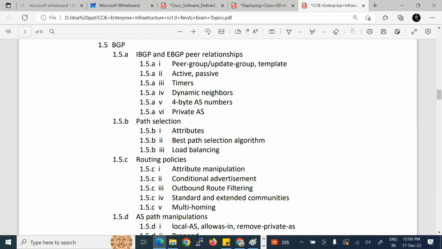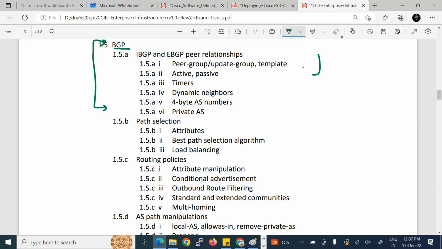But from a CCIE perspective, BGP is important.